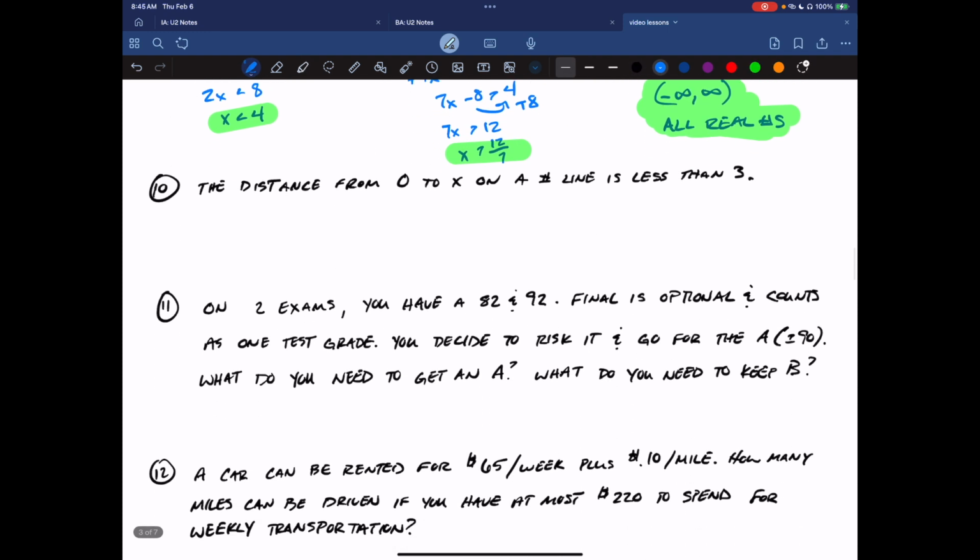Okay. Now, number 10, it says the distance from 0 to x on a number line is less than 3. Well, first of all, what is distance from 0? Distance from 0 is absolute value.